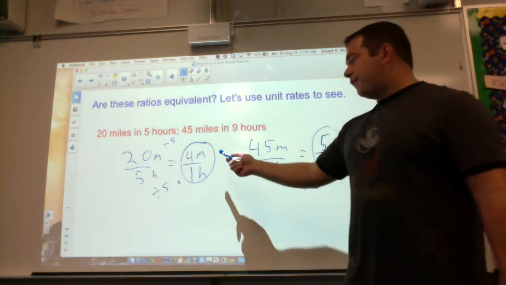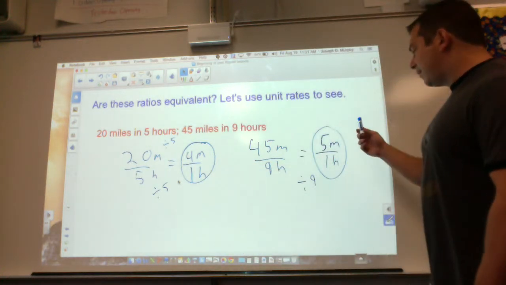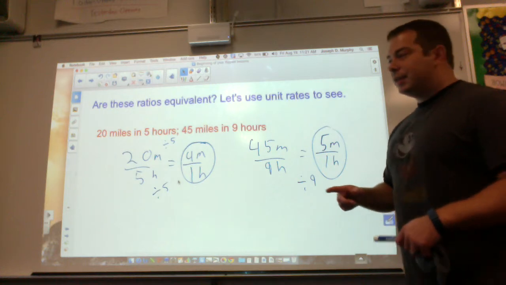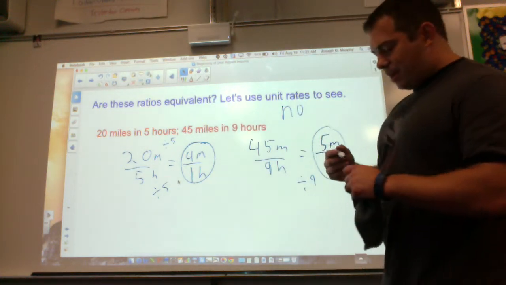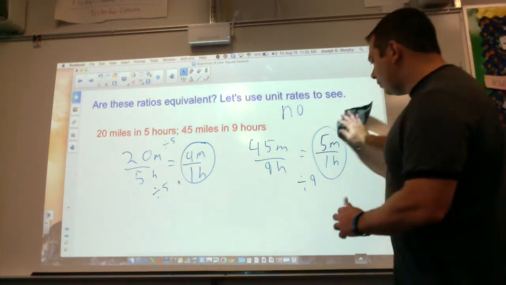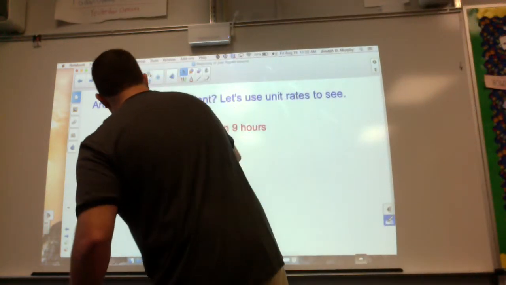Clearly they're not. 4 miles in 1 hour is different than 5 miles in 1 hour. So, are these ratios equivalent? No. The answer would be no, and there is my reasoning behind it. Let's try another example.